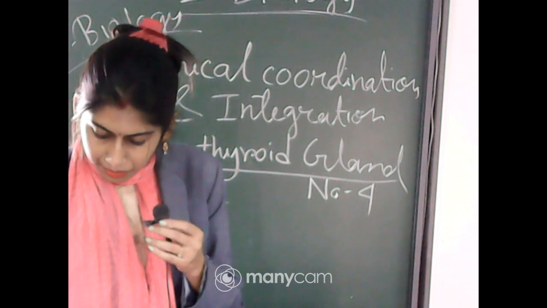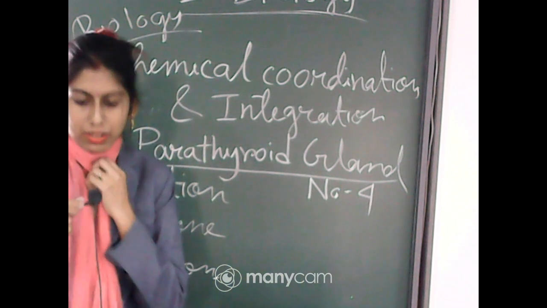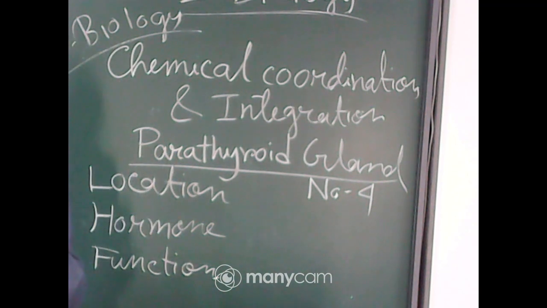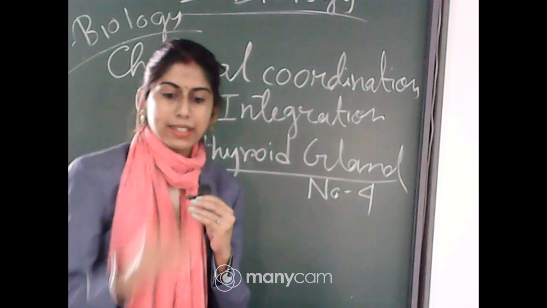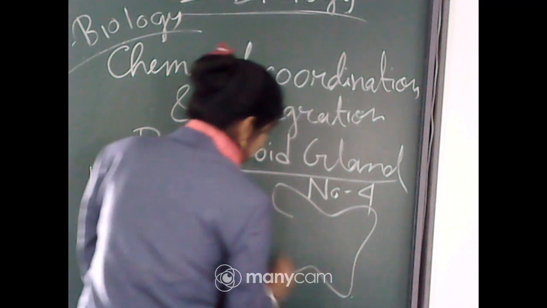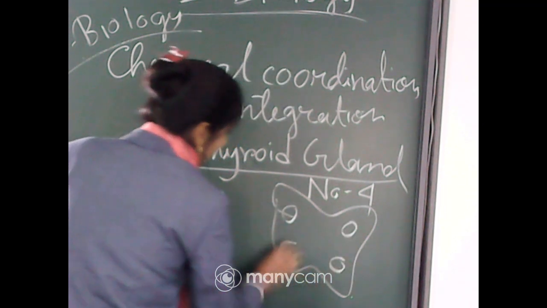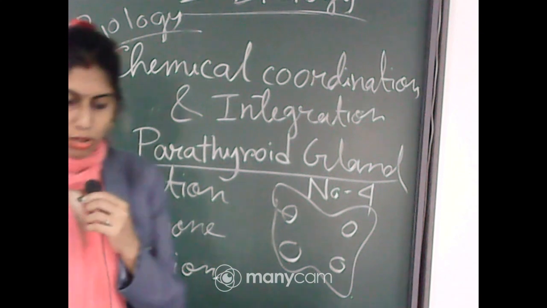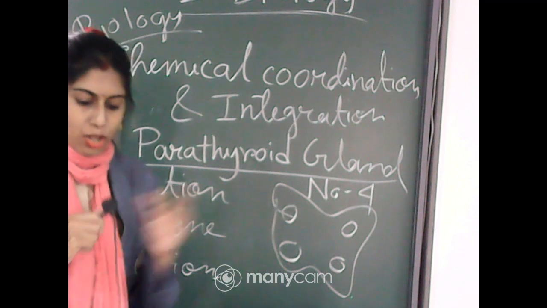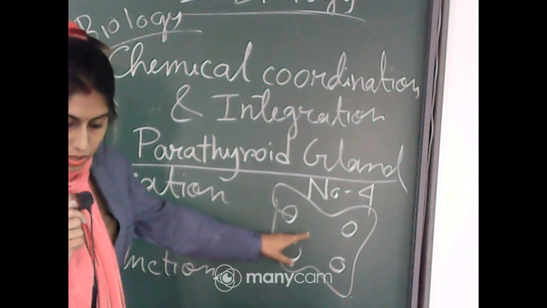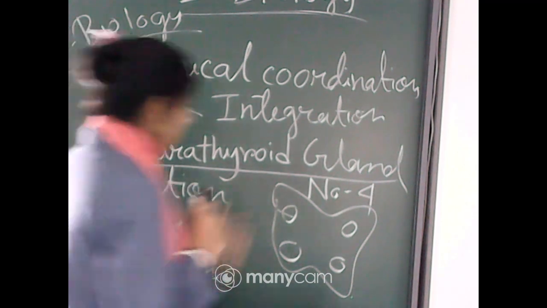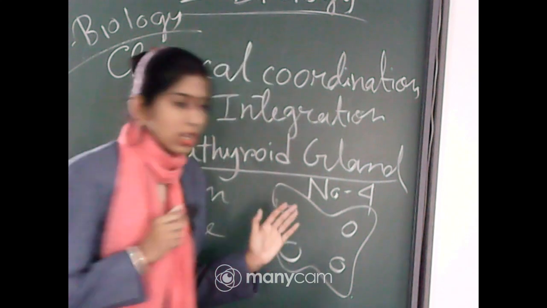So if you see the diagram from page number 333, you will be able to find the parathyroid gland. It is present on the back side of the thyroid gland, 4 small oval shaped structures. Now if this one is the thyroid gland, then on the back side of the thyroid gland, these 4 oval shaped parathyroid glands are present. One pair will be in one lobe and another pair in the other lobe, so that means one pair in each lobe. So the total number is 4.